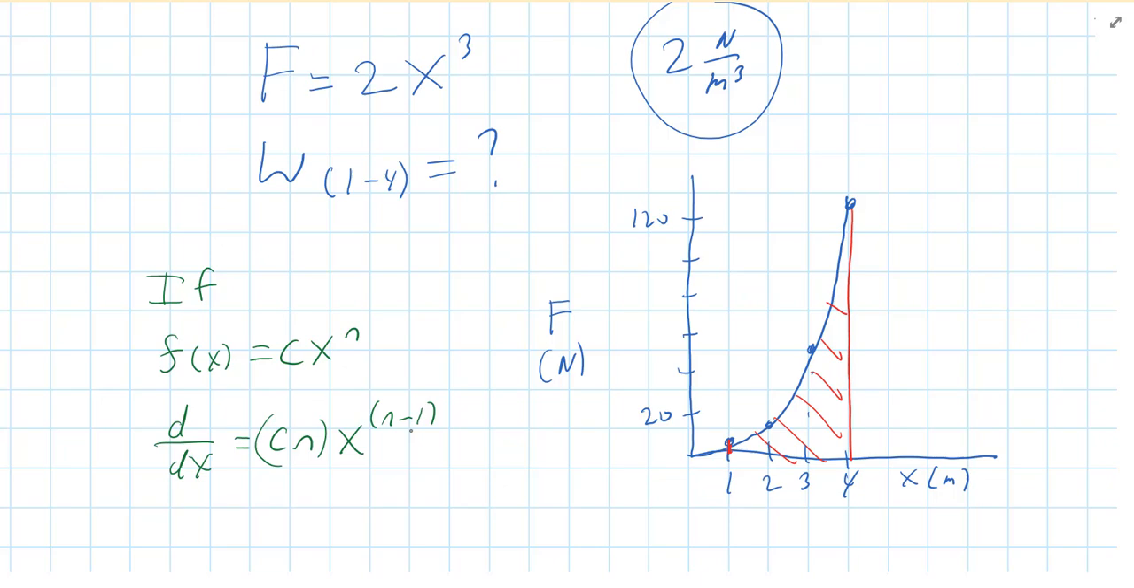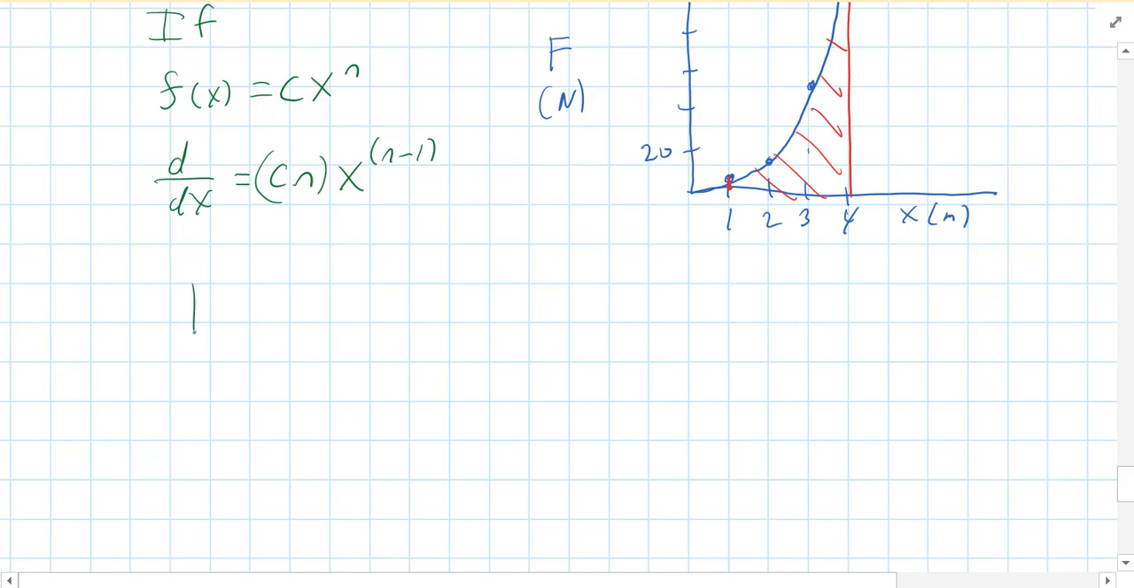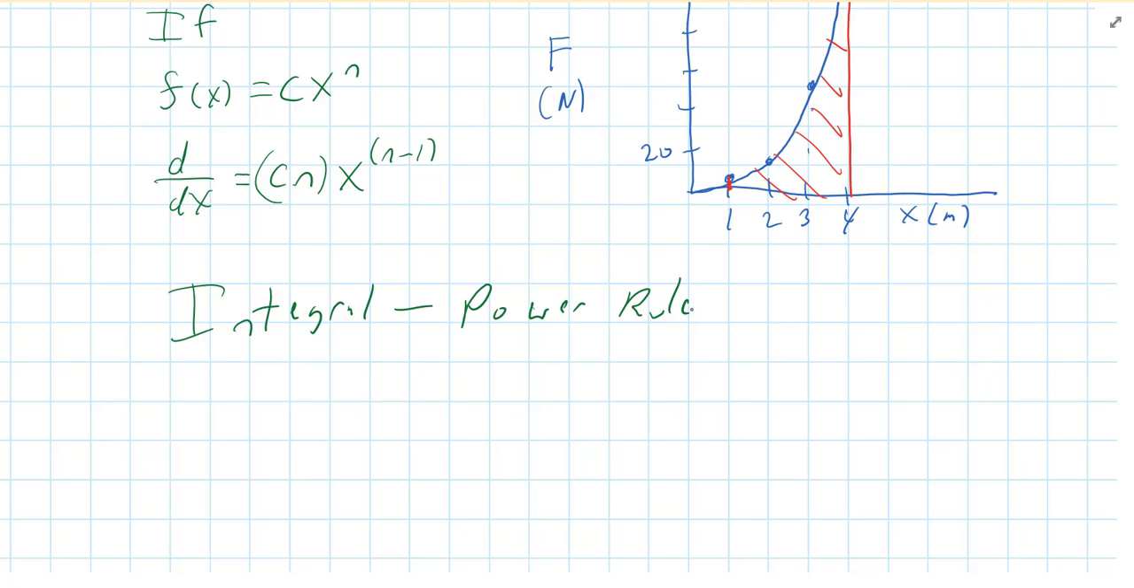Well, to find the area bounded by that function and the x-axis, you do the opposite. It's called the integral, and this is the power rule. So this only works for polynomials, like x cubed plus x squared plus x, with some constants in front. And it's really simple.